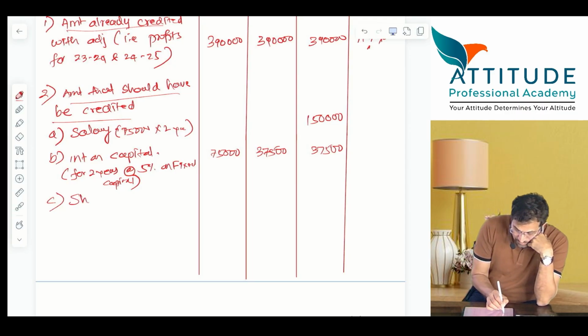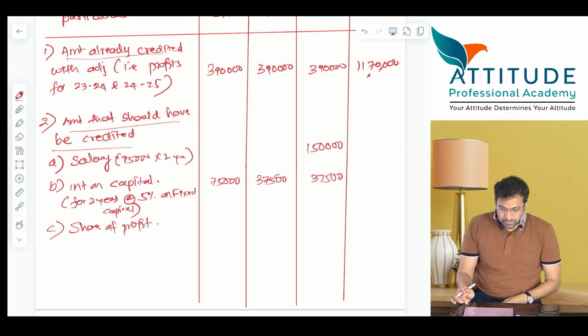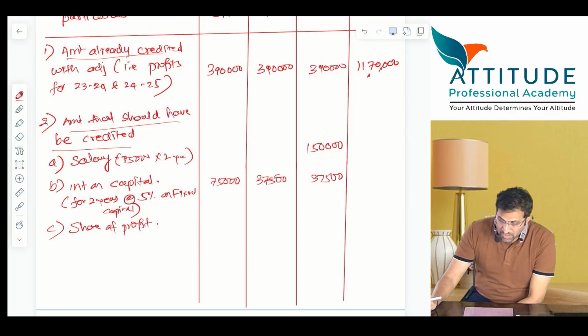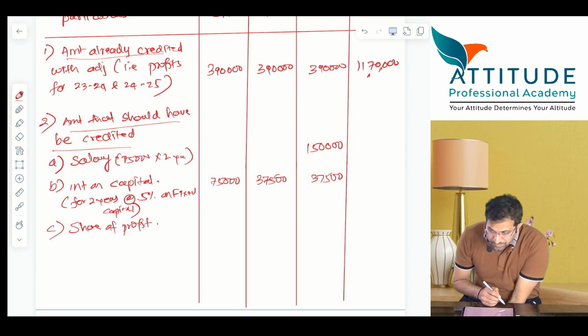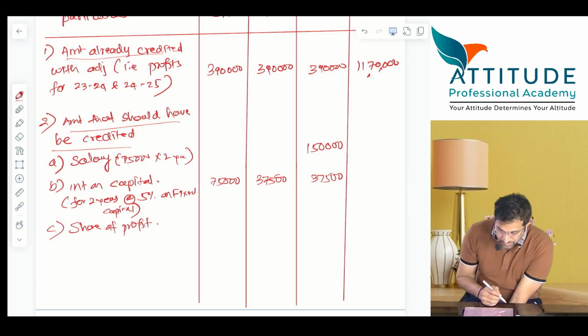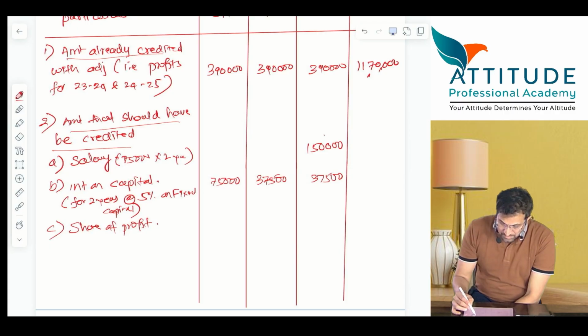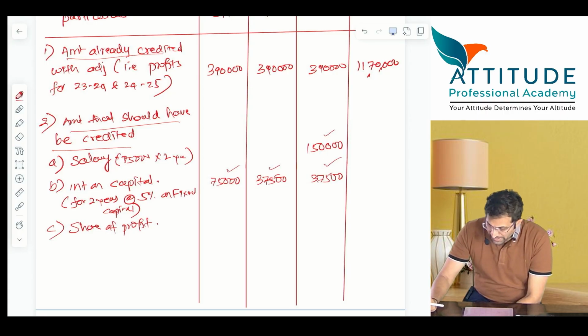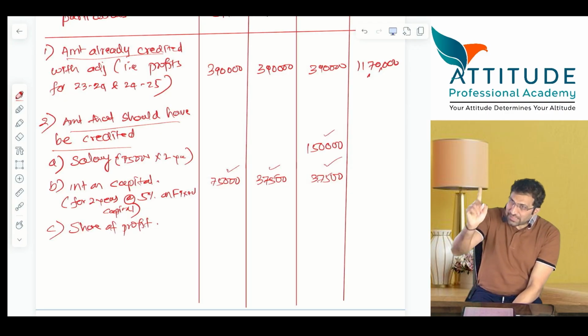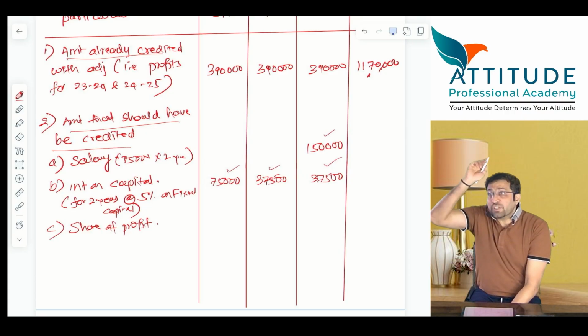Now share of profits. First, you tell me what is the total profit in the first year? 11,70,000. Now from this 11,70,000, how much has gone in total? 1,50,000, 37,500, 37,500, 37,500 has gone. Subtract it: minus 1,50,000, minus 37,500, minus 37,500, minus 75,000. How much is left?